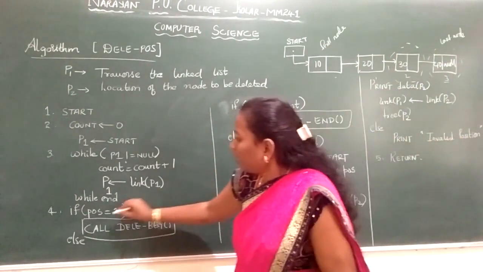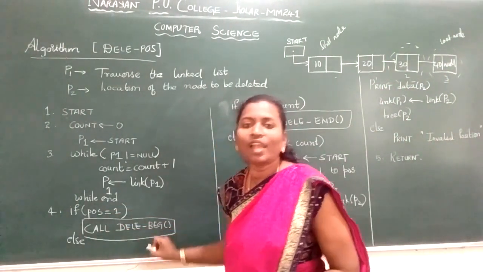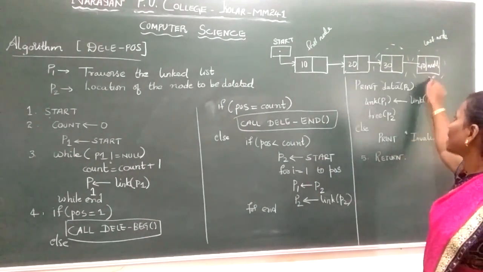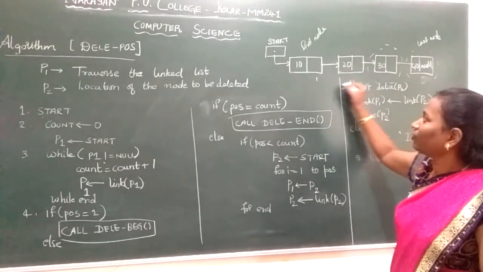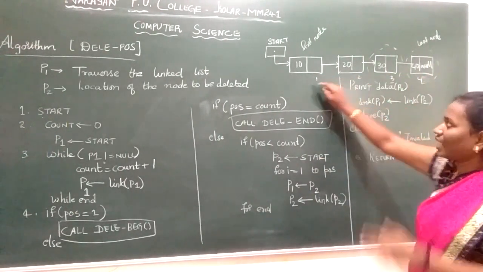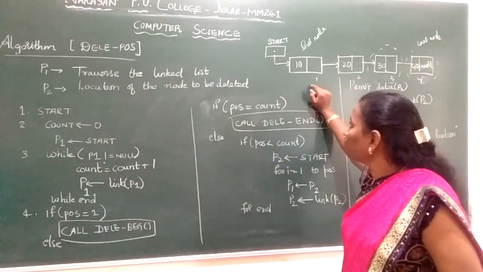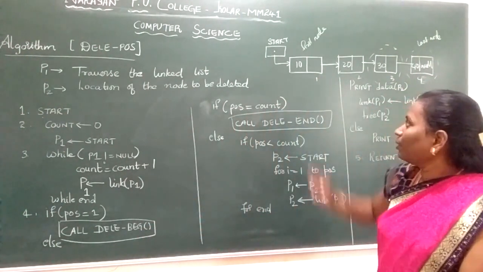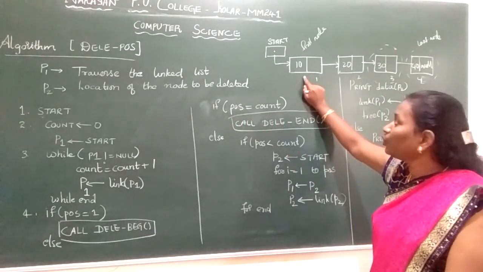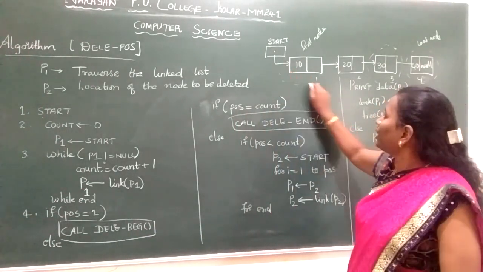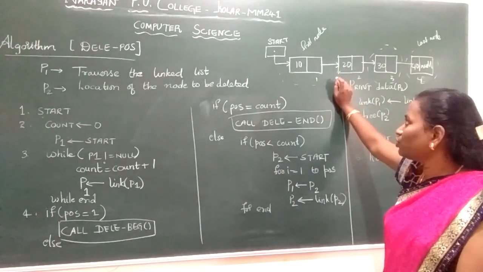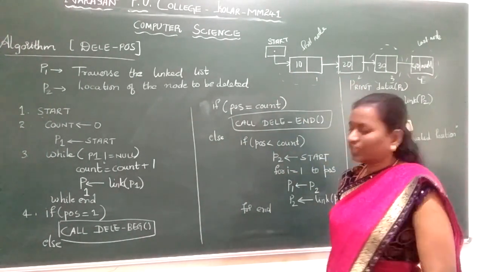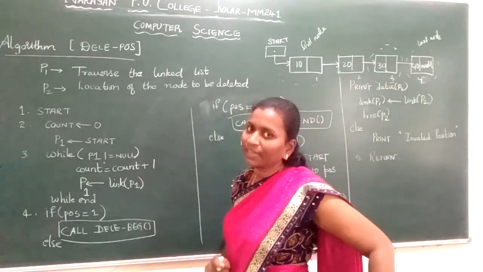If position is equal to 1, I am calling delete beginning. Suppose I am starting the positions from 1, 2, 3, 4. If I am starting from position 1, what should I do? I should call the function for delete beginning. Why beginning? Because I already explained how to delete a node at the beginning: I just give the link here and delete this element. Instead of pointing to the first node, if I give the link to the second node, the first element will be deleted. That is the routine, and that is the code present in delete beginning.